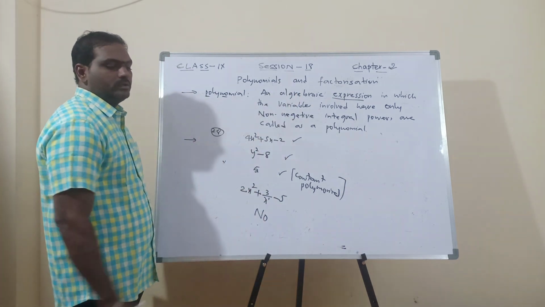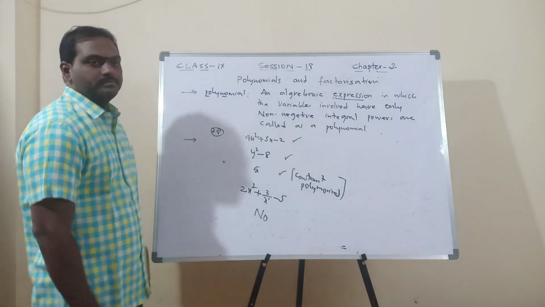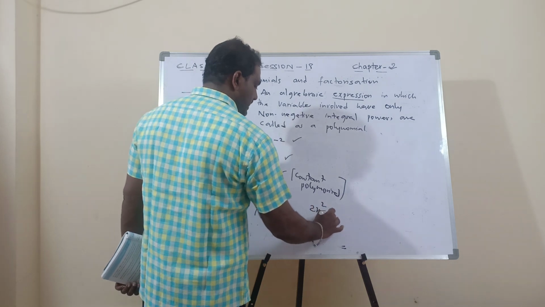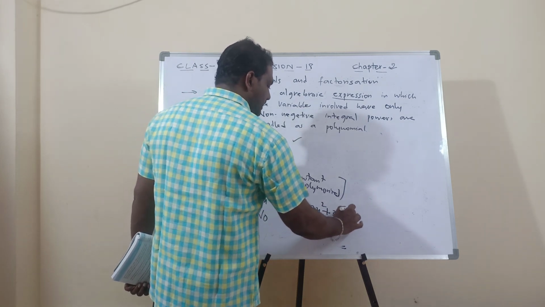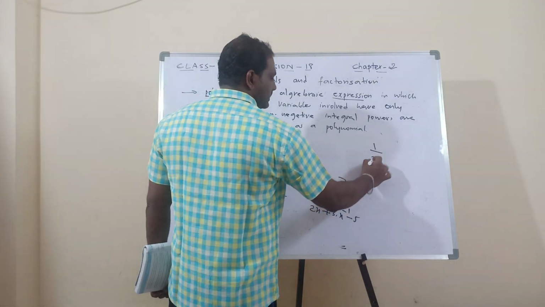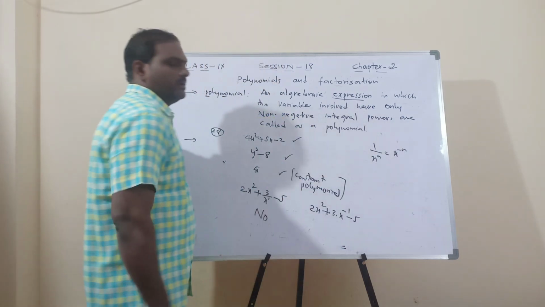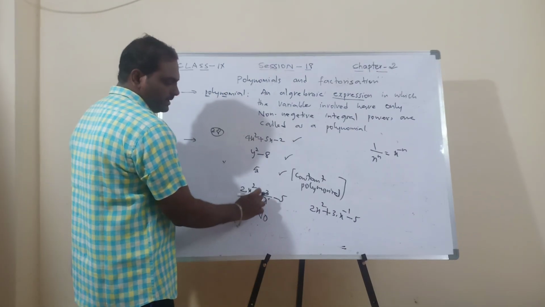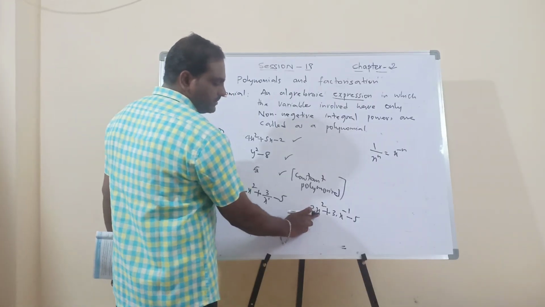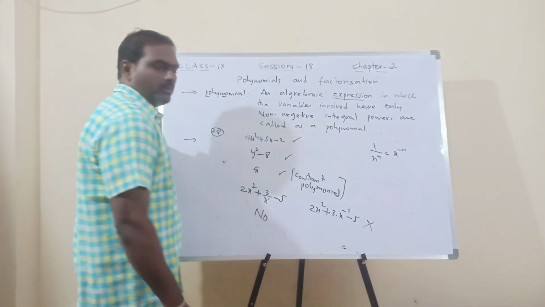No. So why is it not a polynomial? Actually the variable should not be in the denominator. That is the reason. So here the answer is 2x square plus 3 into x power minus 1 minus 5. Why x power minus 1? The formula we have learned, real numbers: 1 by x power n is equal to x power minus n. So 3 into 1 by x power 1 can be written as 3 into x power minus 1. Look at this, x power 2 of course is fine, but this one has power minus 1, so it is not a polynomial.